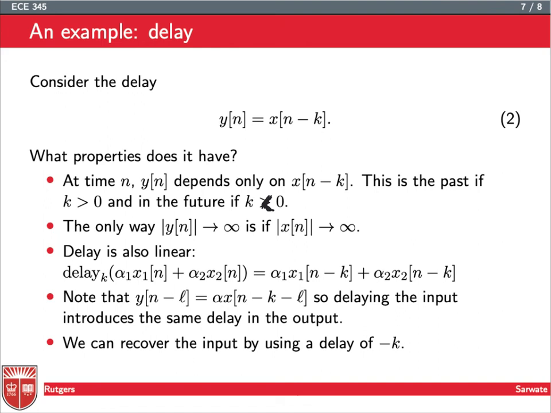So this thing is time invariant, and we can recover the input by using a delay of minus k. Note that if the delay is positive, so if, say, k is equal to 2, then I would have to use a non-causal system to invert, because I have to advance the signal by 2 to invert this delay.